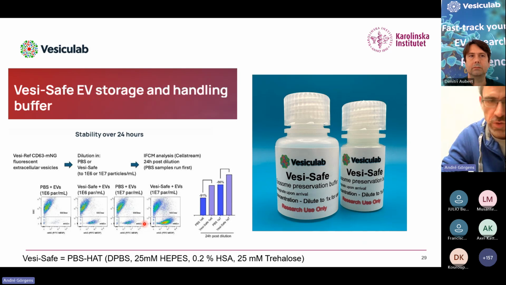And if you want to try this on your own, you can basically take EVs as I showed and dilute them in PBS versus this buffer, at 2 different dilutions, and you see if you compare PBS versus Vesi-safe or PBS-HAT, at 2 different concentrations, you lose roughly 90% in these experiments. So that's something you can easily verify within an hour or so in the lab if you want.